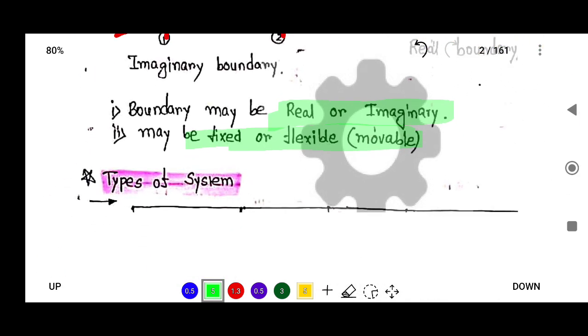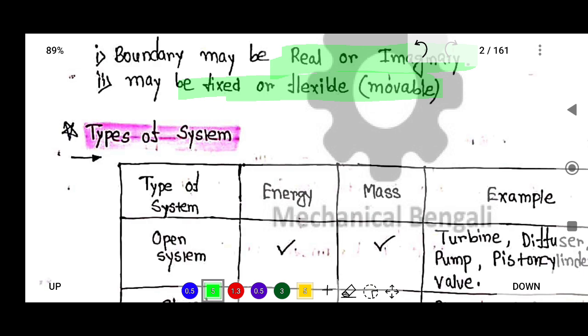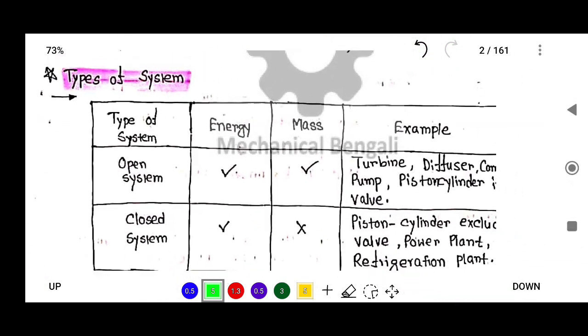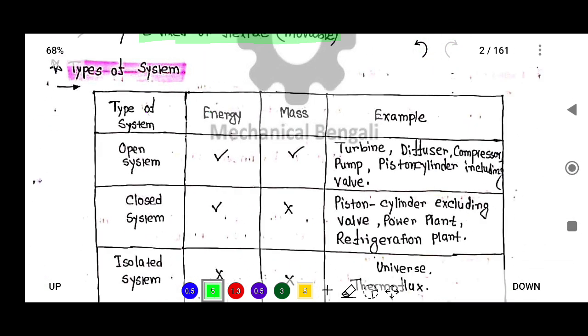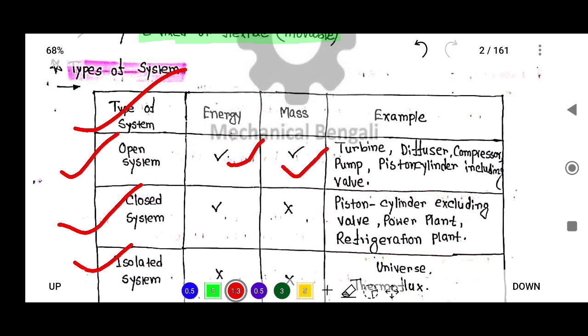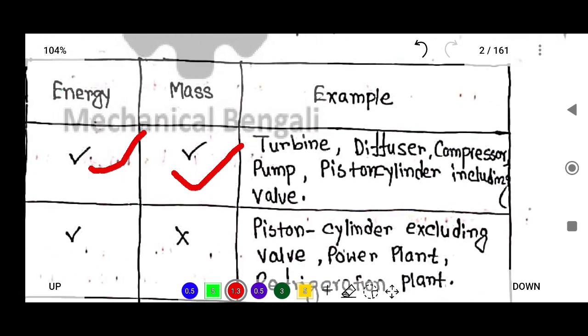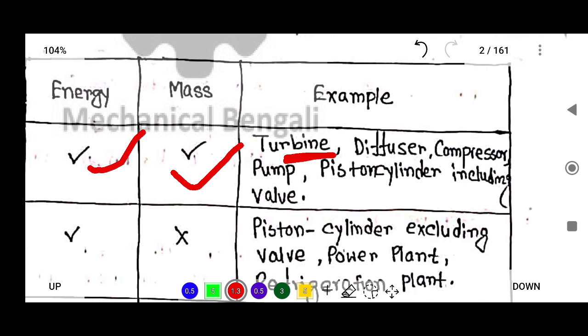Now let's understand the types of system. There are three types of system: open system, closed system, and isolated system. Open system means energy is transferred and mass is transferred through the boundary. An example is a turbine. Turbine is an example of an open system because through its boundary, energy is transferred and mass is also transferred.